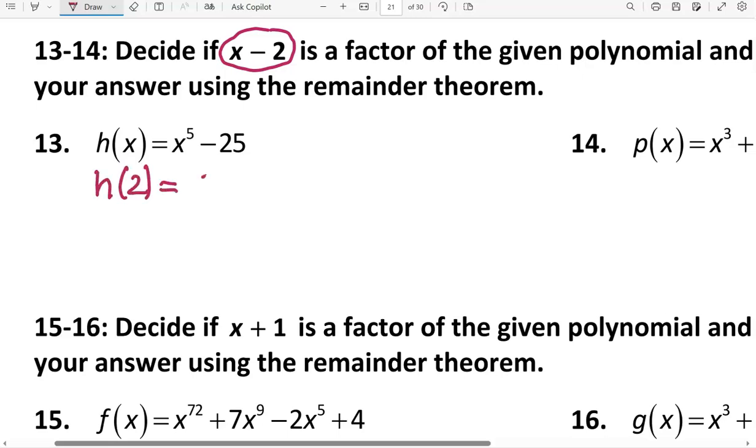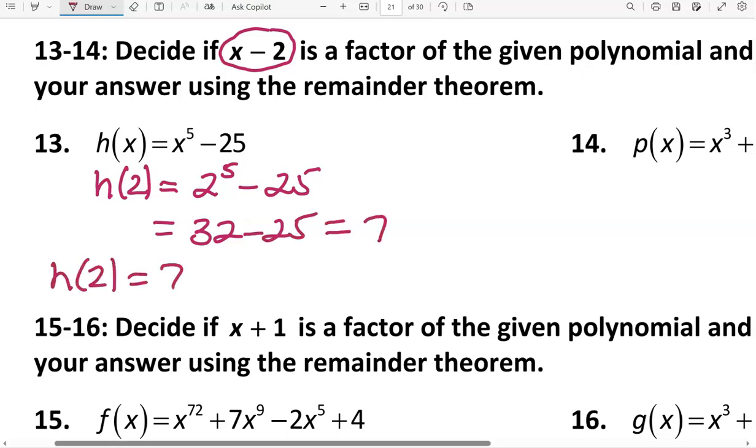So h of 2 is equal to 2 to the 5th minus 25, and that's going to be 32 minus 25, which is equal to 7. Since h of 2 is equal to 7, and that is not 0, x minus 2 is not a factor.